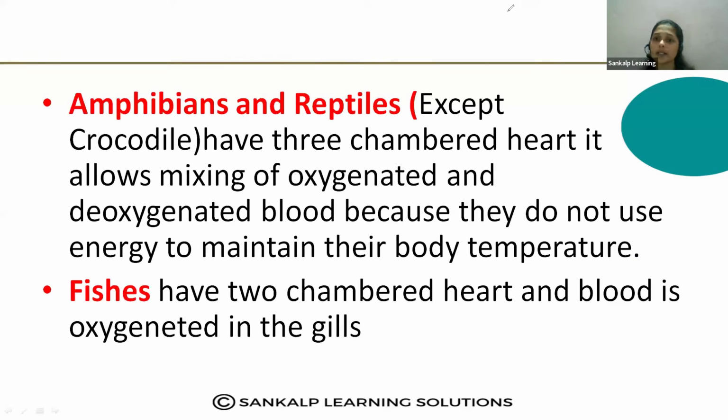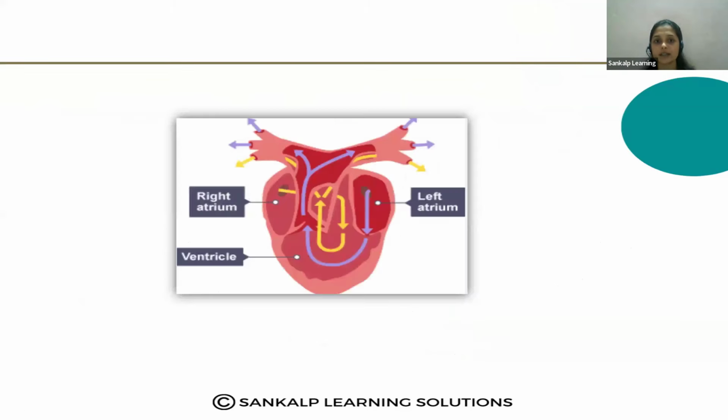Fishes have only a 2-chamber heart. So the first one is the atrium and the ventricle. Okay. So atrium and ventricle, only a 2-chamber heart is present in the fishes, and the purification of the blood takes place in the gills. Oxygenation of the blood takes place inside the gills. So like this, the organisms are able to pump the blood using the heart. Okay. So this is about the transportation.